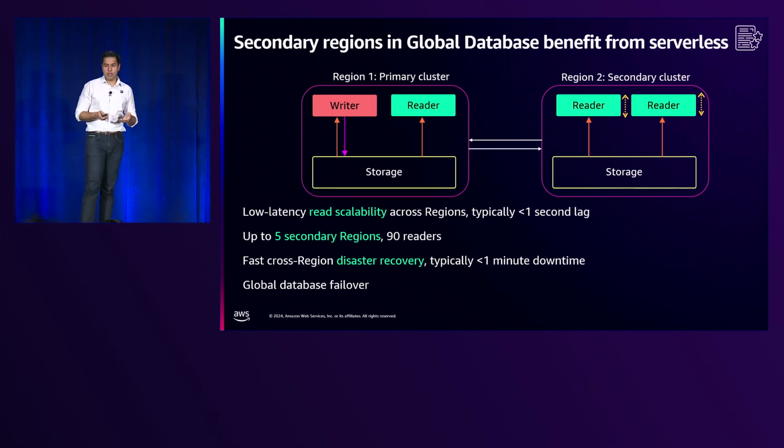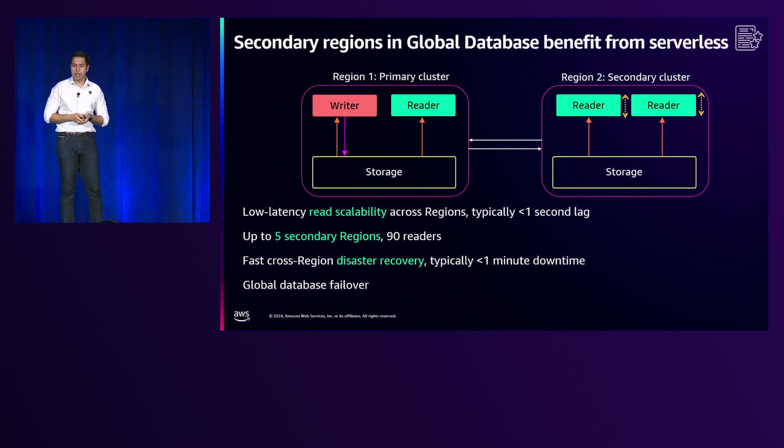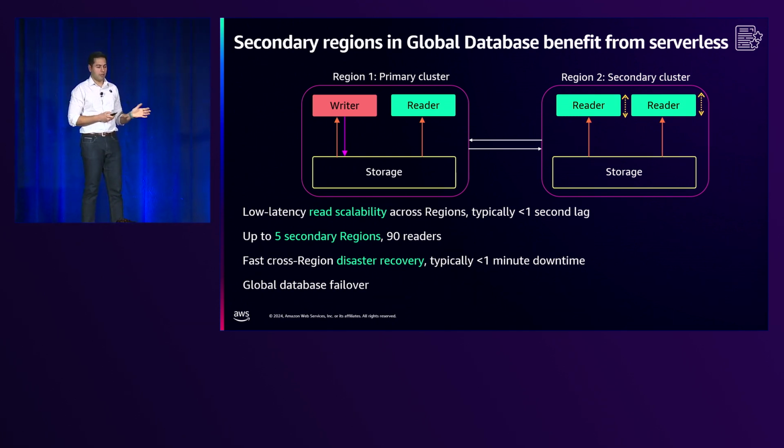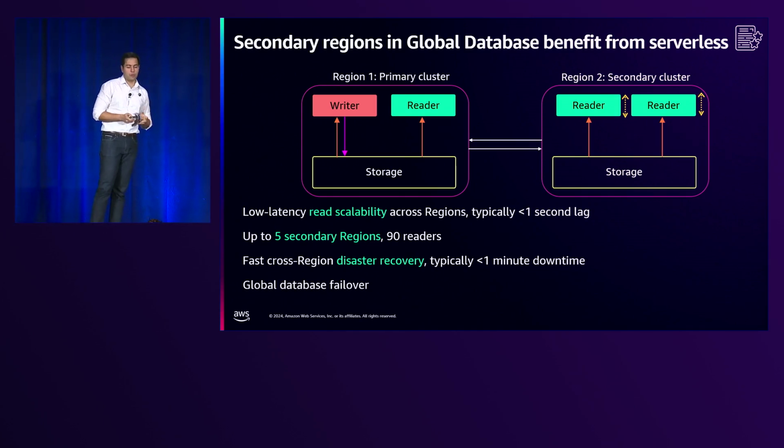And so a lot of you are using it today for disaster recovery, and some of our most mission critical applications are using global database today, because what it gives you is a 1-minute disaster recovery RTO. So you can recover very quickly from any failures. This is much better than using potentially, let's say, snapshots or backups, which might have a variable restore time.